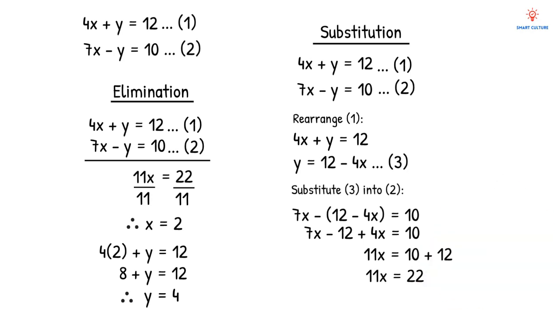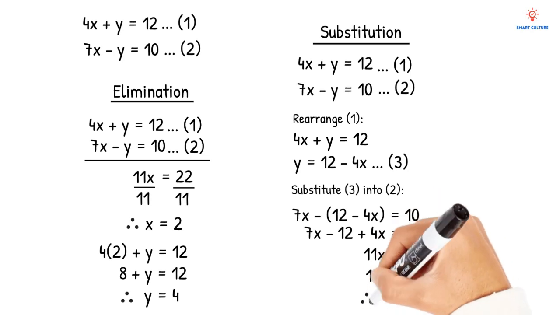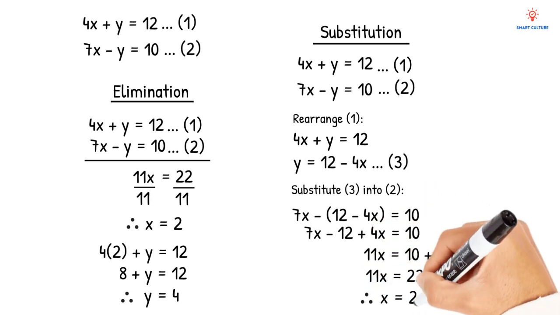We want to isolate x because we want to solve it. So we divide by 11. Whatever we do on the one side, we have to do on the other side as well. 22 divided by 11 is equal to 2. So x is equal to 2.